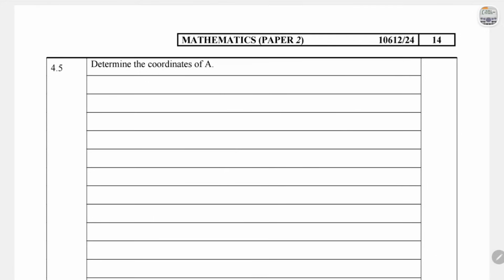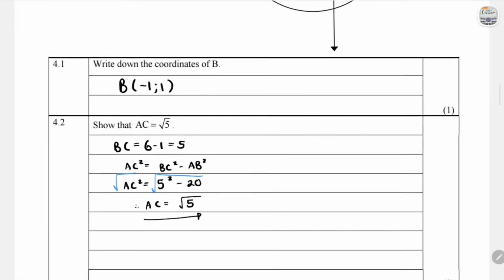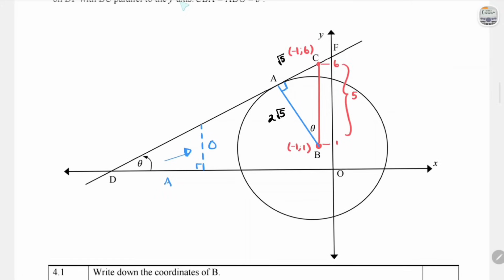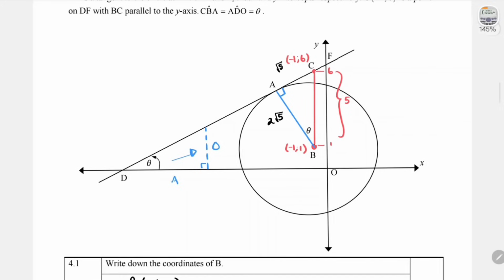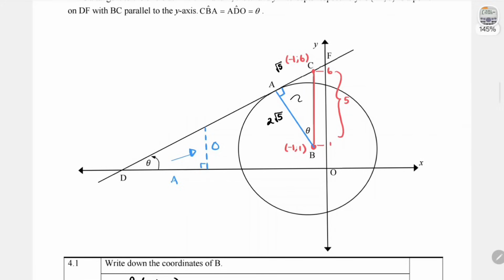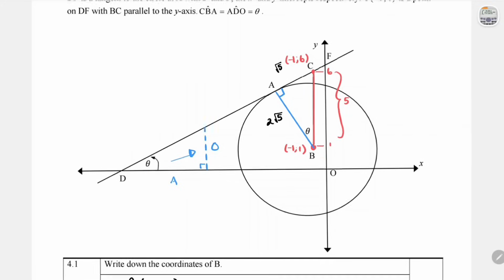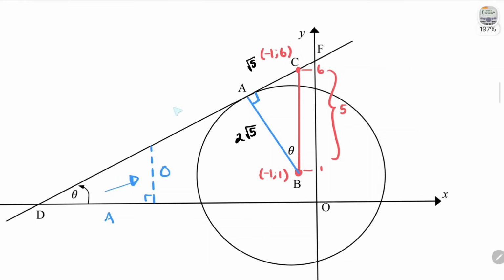Question 4.5 says, determine the coordinates of A. So we have to find those coordinates of A. So A is over here. Okay, so it's that intersection between the line DC and the line AB. Since it's the intersection, we can just find the equation of line DC, and we already have the equation of line AB. We just found that, and then we can equate them so that we can find their point of intersection A.